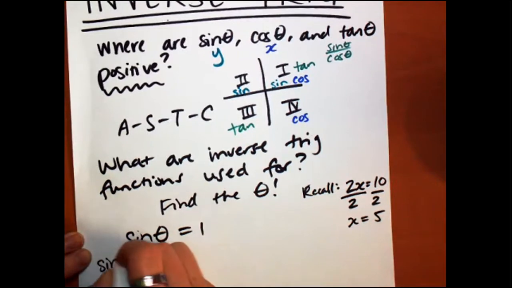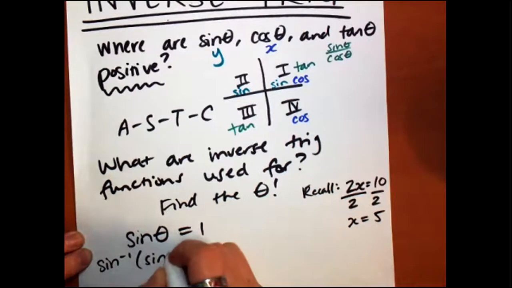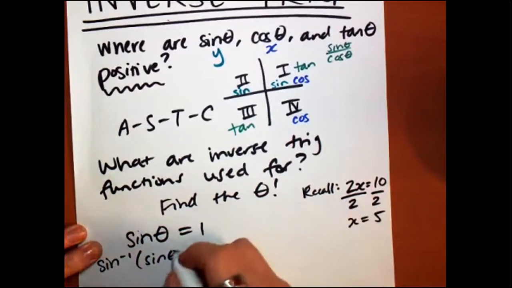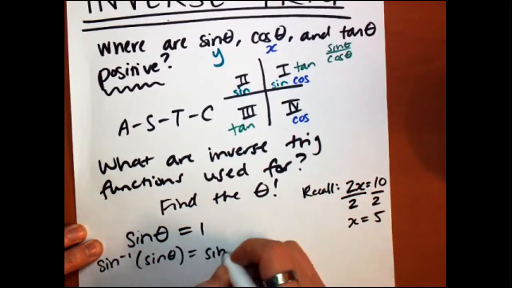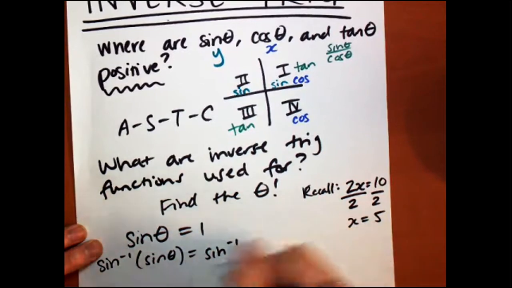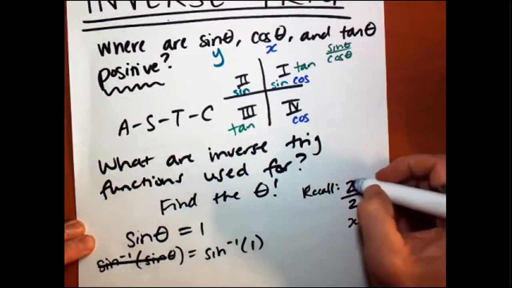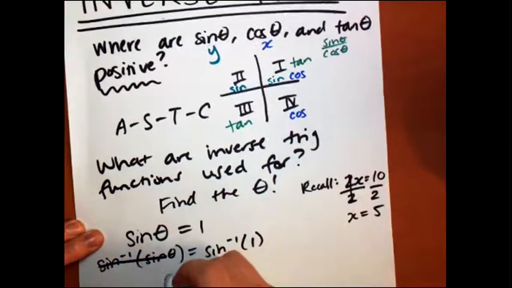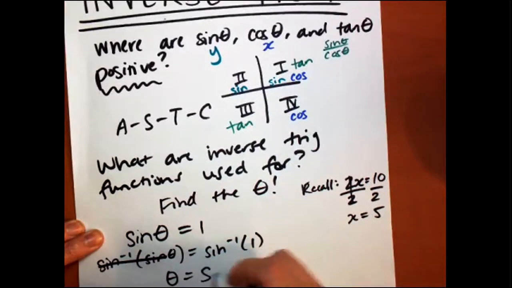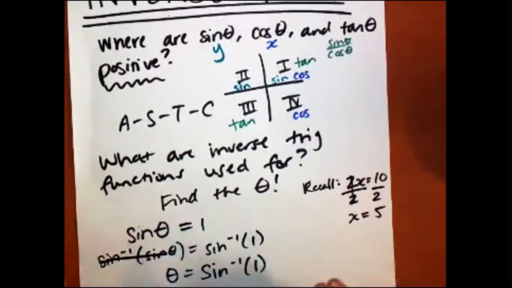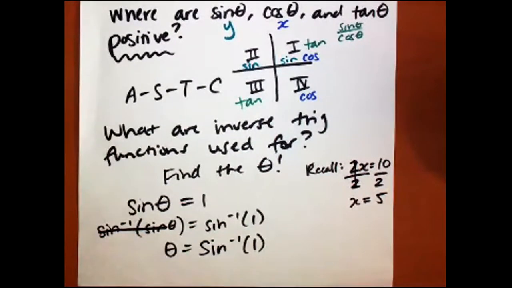We'll take the sine inverse of both sides, just like we divided by 2 on both sides. So sine inverse looks like sine to the -1. When we do that, these cancel out just like those 2's cancel out, and I'm left with just the theta. So theta is equal to sine inverse of 1. Et voila, that's the answer, right?